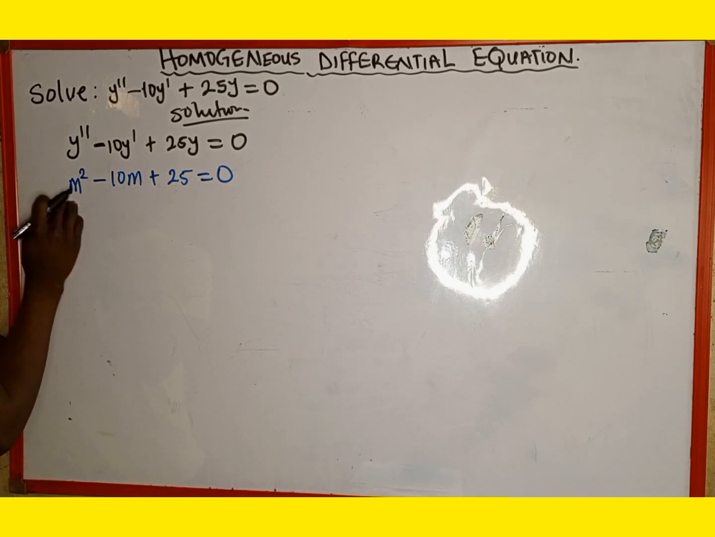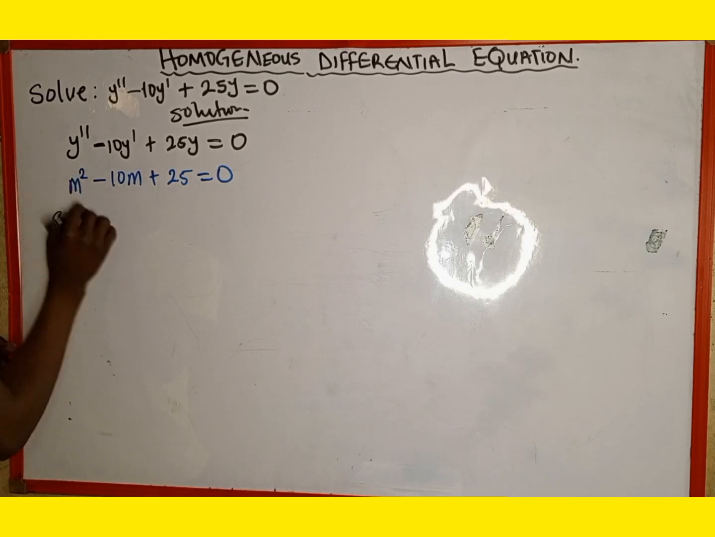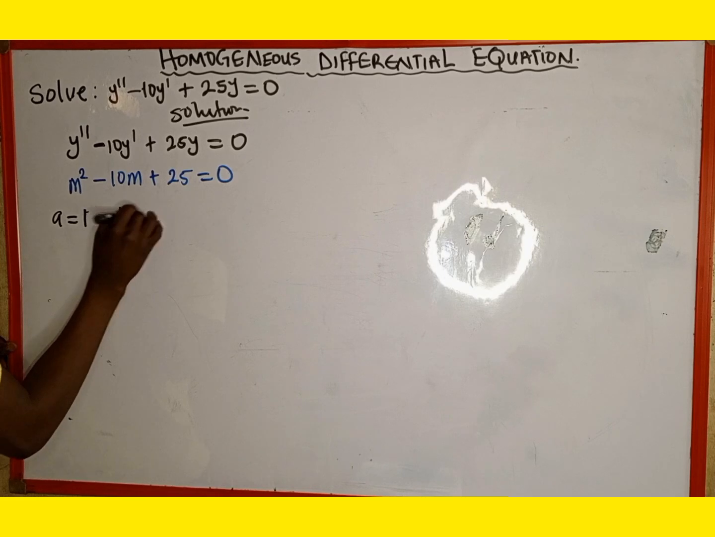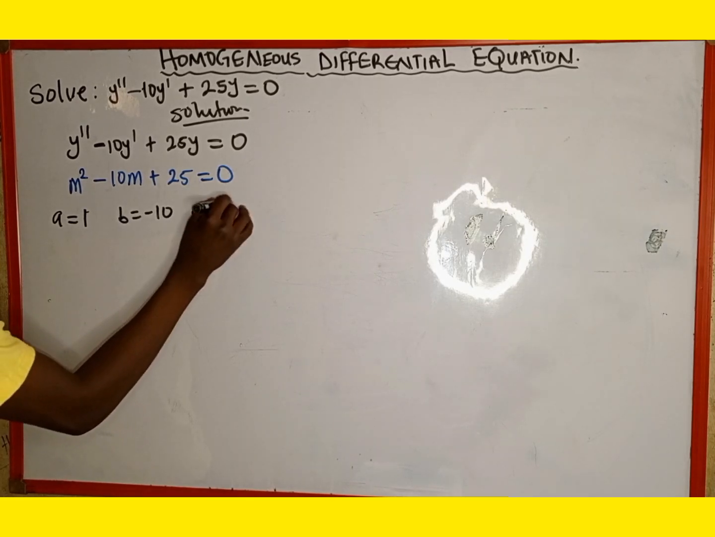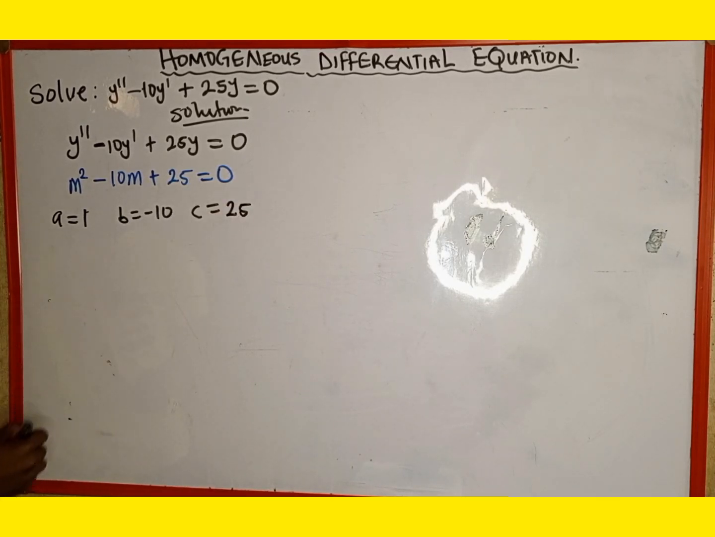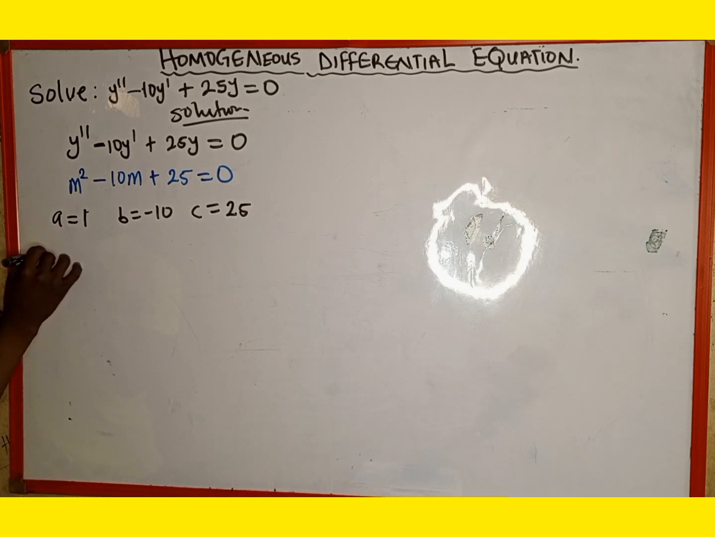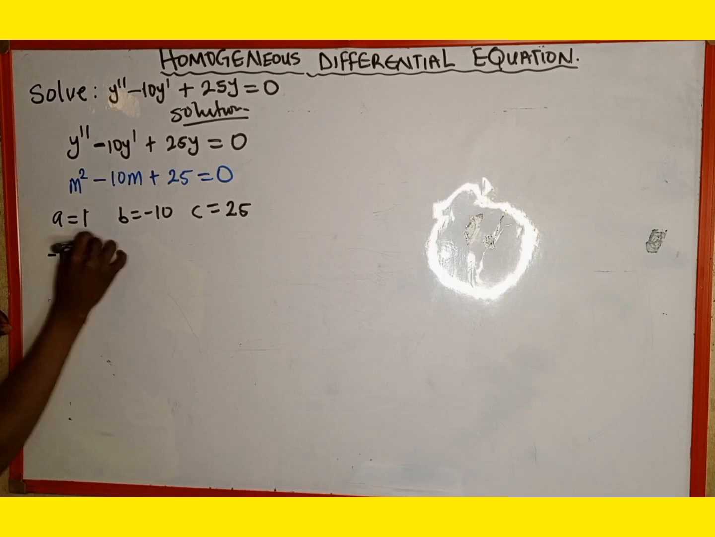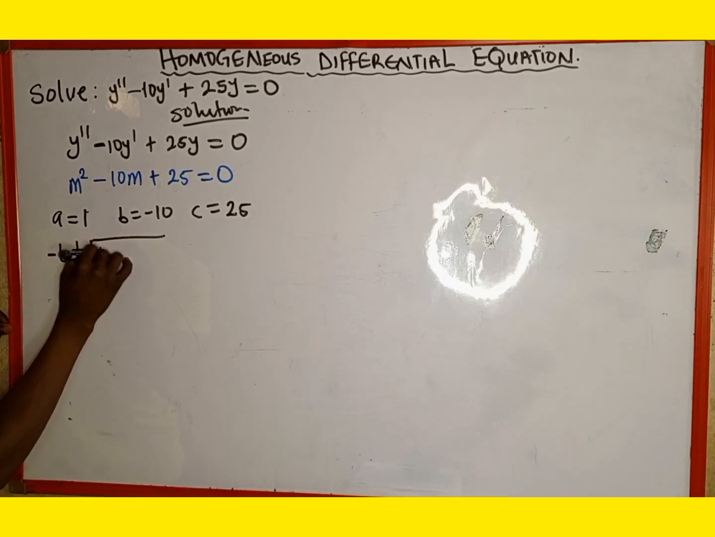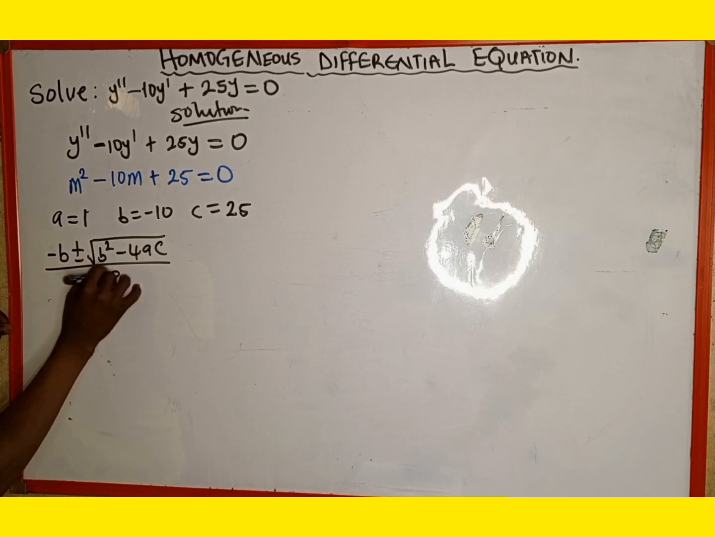Let us identify our a, b, and c. a is the coefficient of m squared, which is 1. Then b is minus 10. Then c is equal to 25. Now we can use the general formula of quadratic equation, which is minus b plus or minus square root of b squared minus 4ac, everything all over 2a.